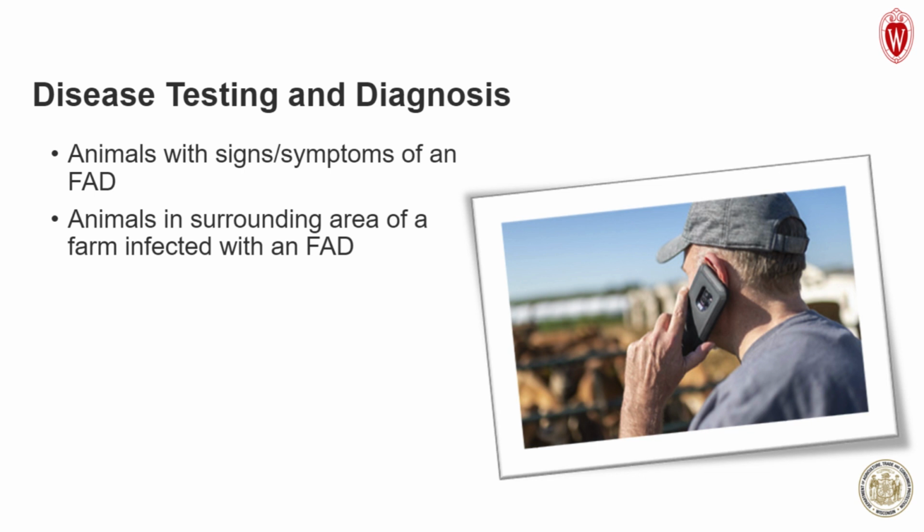If animals need to be tested for a foreign animal disease at your farm, a USDA or state veterinarian will collect samples from your herd or flock. Testing may also be required in farms surrounding an infected farm, even if the animals do not appear sick. Depending on the disease we are testing for, samples may be tested at the Wisconsin Veterinary Diagnostic Laboratory, or WVDL, for initial testing, followed by confirmatory testing at one of the National Veterinary Services Laboratories, or NVSL.